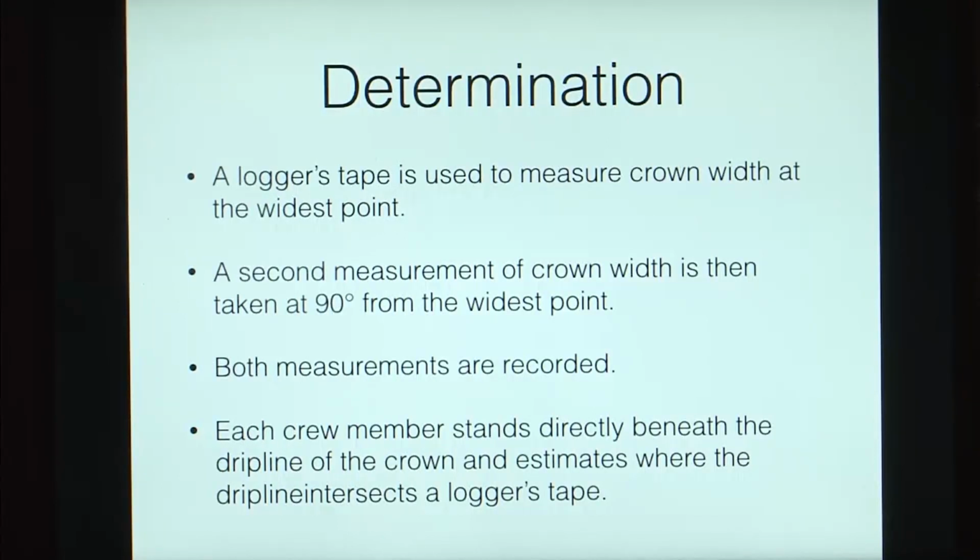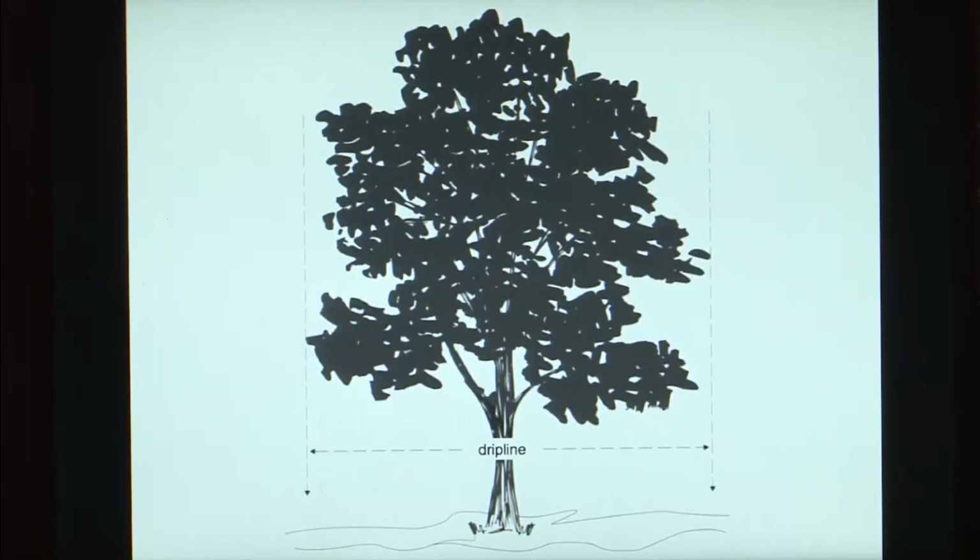For its determination, a logger's tape is used to measure crown width at its widest point, and then you take a second measurement of crown width, that is at 90 degrees to the widest point. Both the measurements are recorded, and then each crew member stands directly beneath the drip line of the crown and estimates where the drip line intersects a logger's tape. Okay. So, this is how you are going to measure it.